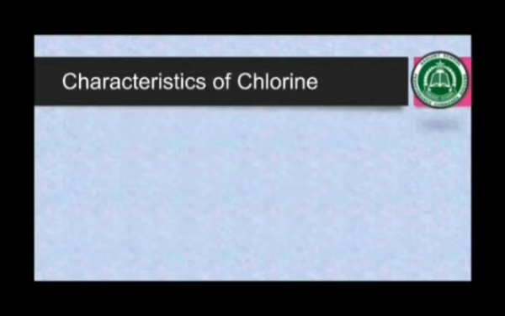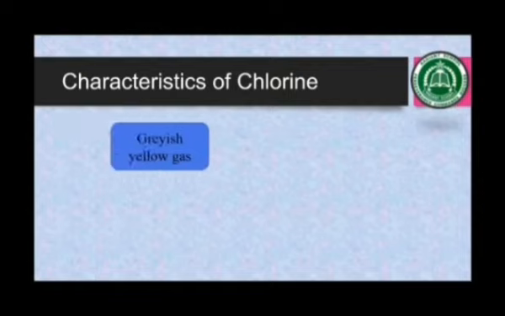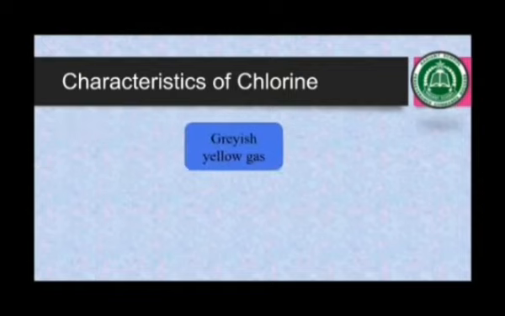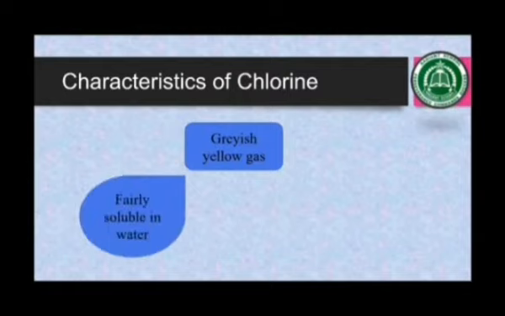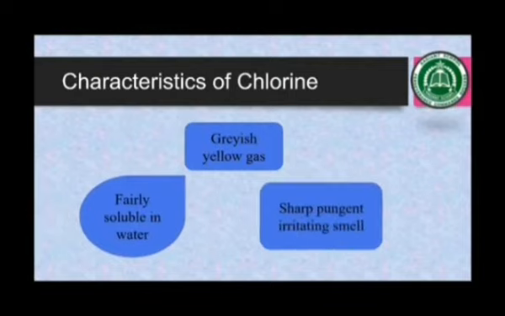Let's discuss the properties of chlorine. Some of the characteristics of chlorine are the following. It is a grayish yellow gas. It means chlorine exists in the form of gas. That's why we said chlorine is a diatomic molecule. It exists as a gas. It is fairly soluble in water. And what type of smell does it have? It has a sharp, pungent, irritating smell.